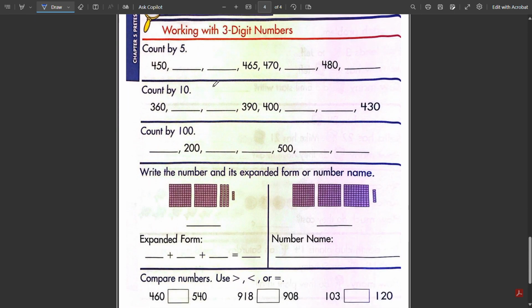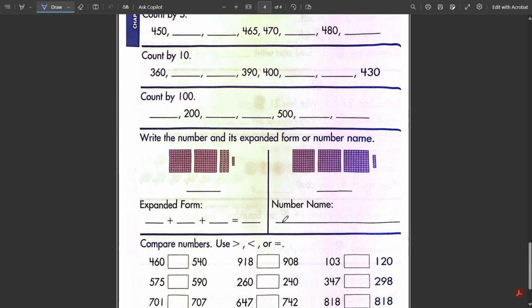Okay, because we've gone over this, I'm going to skip this part, but here it says write the number and its expanded form or number name. So we know that these squares equal 100, these lines equal 10, and these small bits are each 1. So we have 1, 2 hundreds, 1, 2, 3 tens, and 1, 2, 3, 4 ones. So this is 234. So you write it in expanded form as 200 plus 30 plus 4.